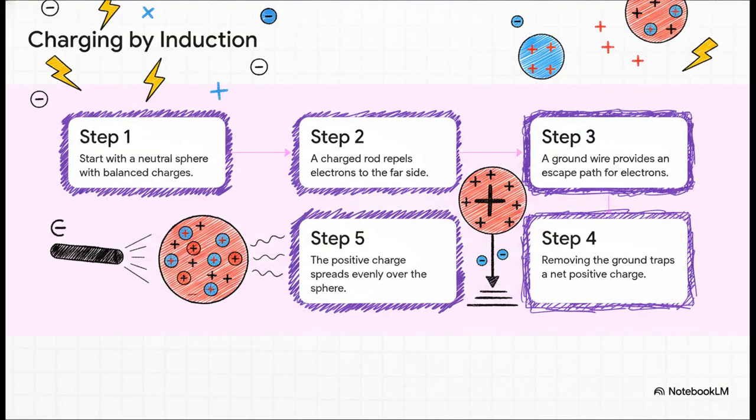If you bring a negatively charged rod near a neutral sphere, one that conducts electricity, all the free electrons inside that sphere are repelled. They run to the other side to get away. Now, if you give them an escape route, like a wire connected to the ground, they'll actually leave the sphere entirely. This leaves the sphere with a net positive charge. And get this, you've charged it without ever even touching it.